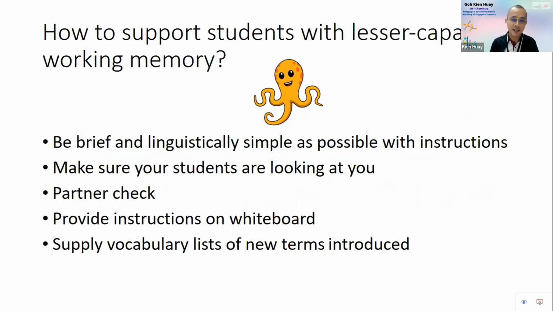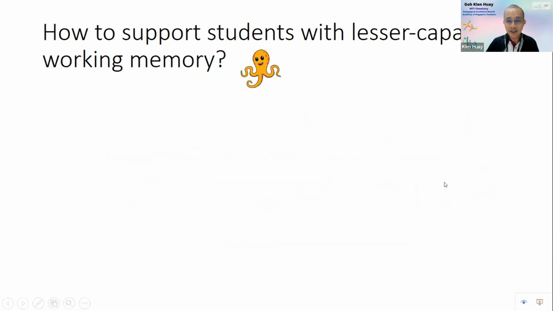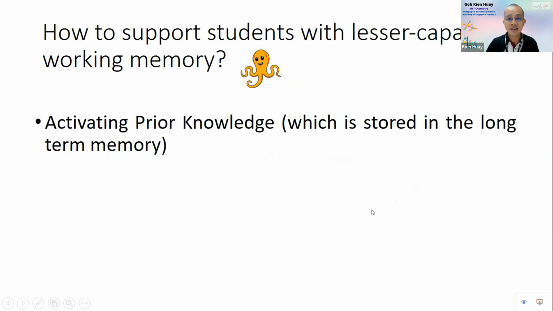These are some of the things that you may want to consider. Be brief linguistically. Make sure your students are looking at you when you are giving instruction. Get them to check with their partner. Instead of giving verbal instruction, you may want to write on a whiteboard or on the screen. If you are introducing new vocabulary, which is plentiful in chemistry, you may want to give them a vocabulary list. But the one thing that I want to emphasize in this slide is activating prior knowledge.